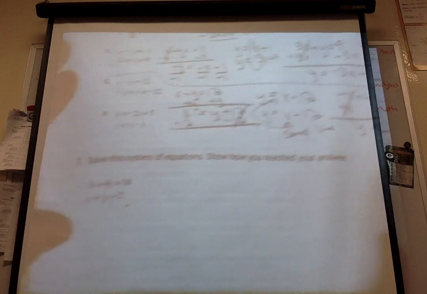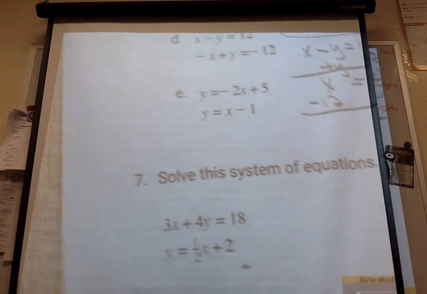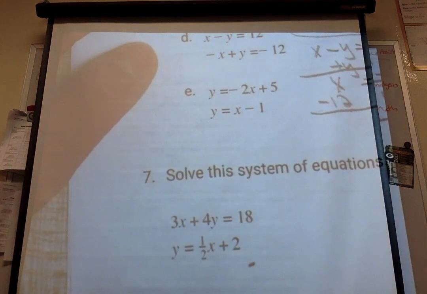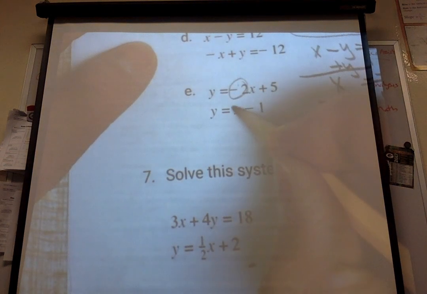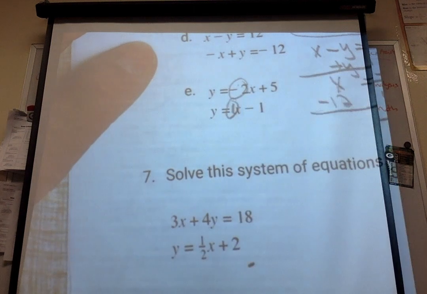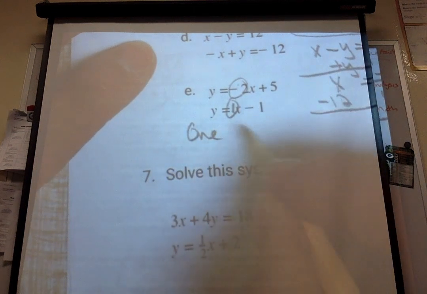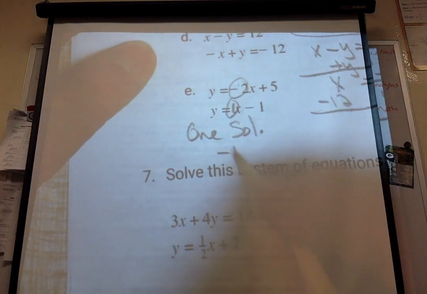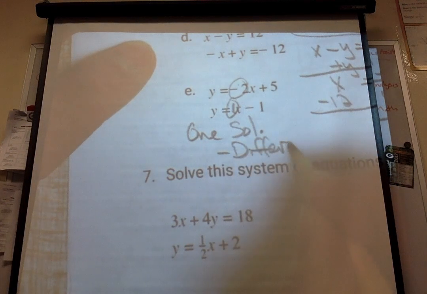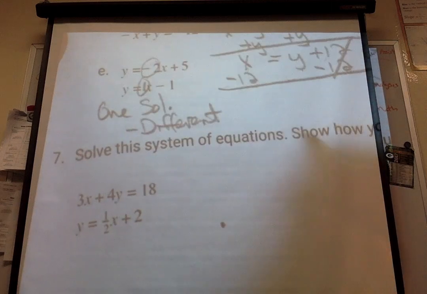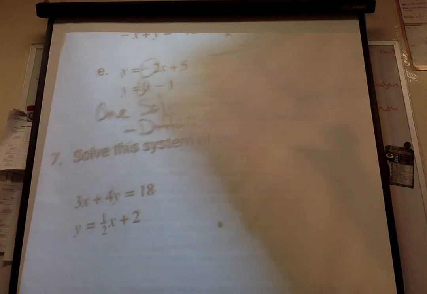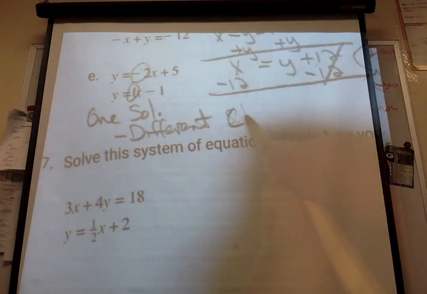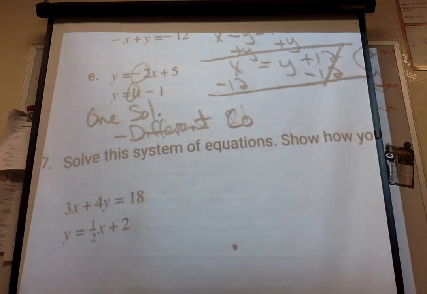And then our last one, E. They're both in slope-intercept form, which means that we have y all by itself already. We look at our coefficients, we have a negative 2, and then there's no number here, so we assume it's 1. Negative 2 and 1 are different, so it's going to be one solution, different coefficients. That's our reason. So when you're asked to do this on the test, make sure you're stating how you know. Different coefficients. You're stating how you know it's one solution or no solution or infinite number.